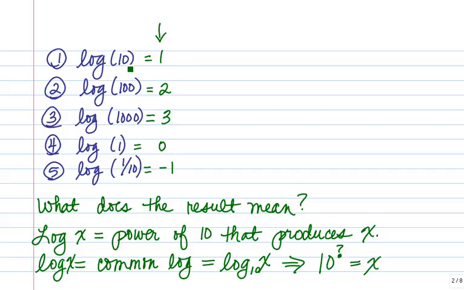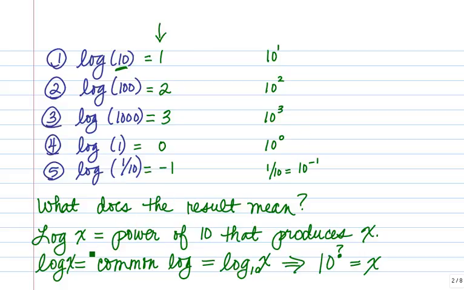Can you notice some relationship between the number inside the log and the result? Well, do you know that 10 is really 10 to the first power. 100 is really 10 squared. 1000 is 10 cubed. 1 is 10 to the 0, right? Because anything to the 0 power is 1. And 1/10, you might have to think about this for a minute, but 1/10 is the same thing as 10 to the negative 1.